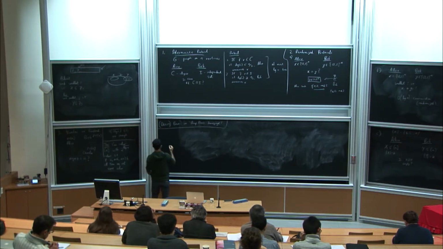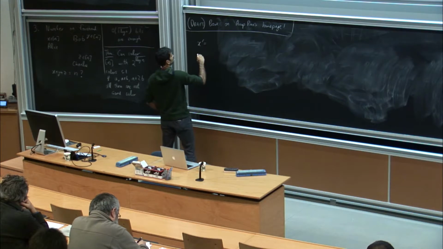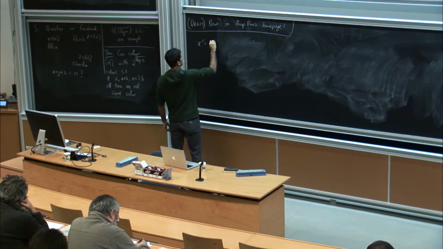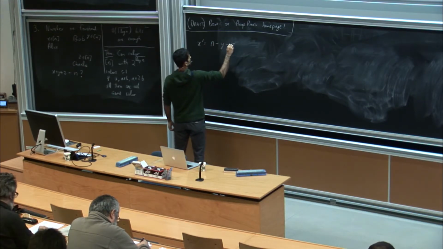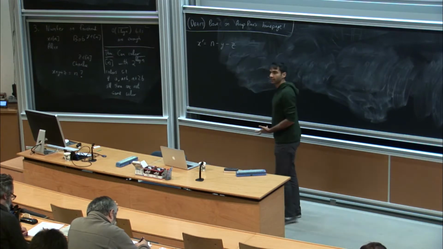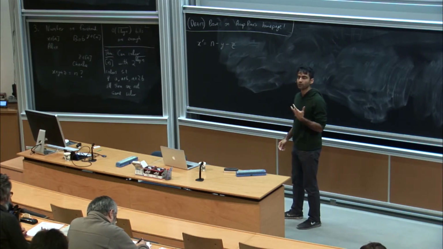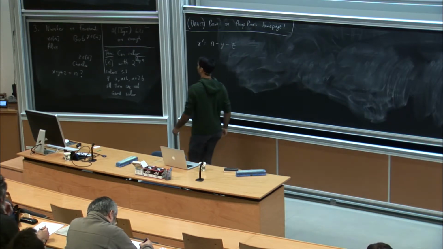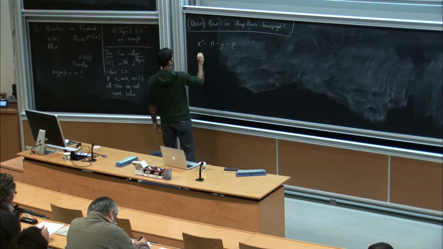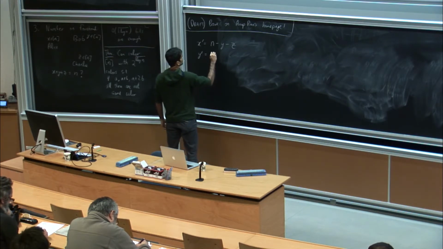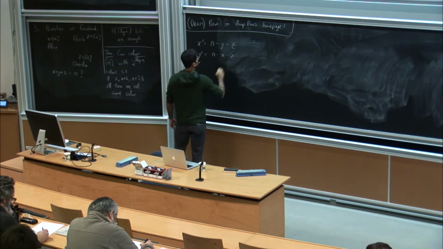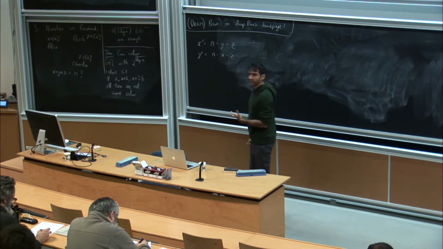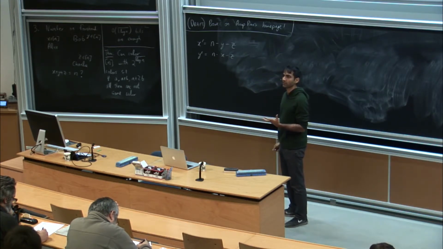Consider the numbers. So consider x prime, which is n minus y minus z. This is a number that Alice can compute. This is Alice's idea of what should be on her forehead if the sum is equal to n. Similarly, Bob can compute y prime, which is n minus x minus z. And this is what should be on Bob's forehead from Bob's perspective if the sum was equal to n.